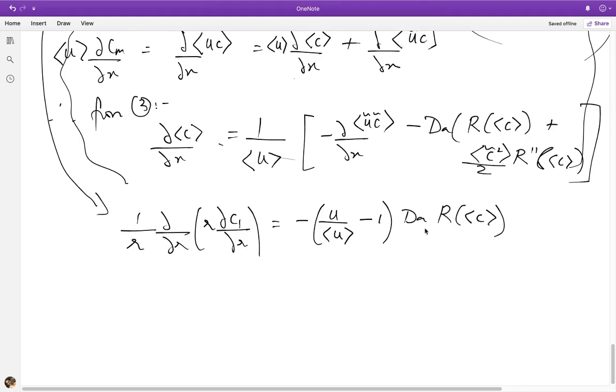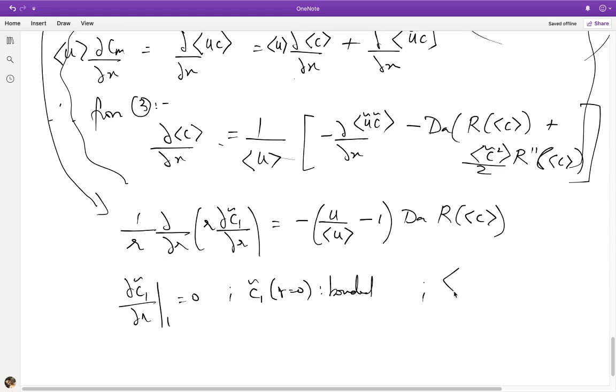Damkohler number times the rate is independent of r. This only depends on x and time, or on x in our problem. But u depends on r, so we'll have to carry out two nested integrations to obtain C1 tilde by applying the boundary conditions on C1 tilde, of course, which are: dC1 tilde by dr at 1 is equal to 0. Of course, C1 tilde at r equal to 0 is bounded.